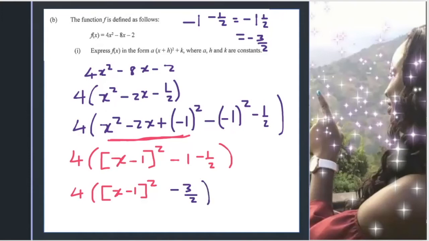Now, if you're still not certain how I got minus 3 over 2, that's okay. Let me show you another way that we can look at this. We can find the LCM.